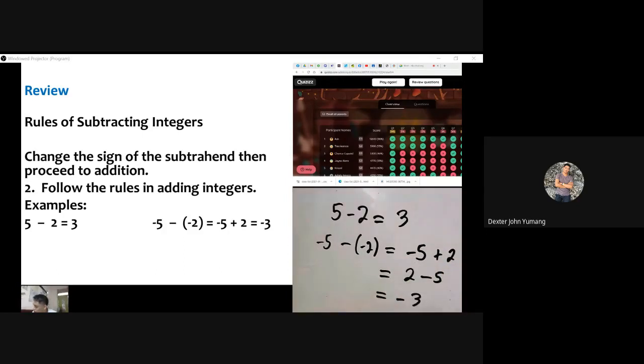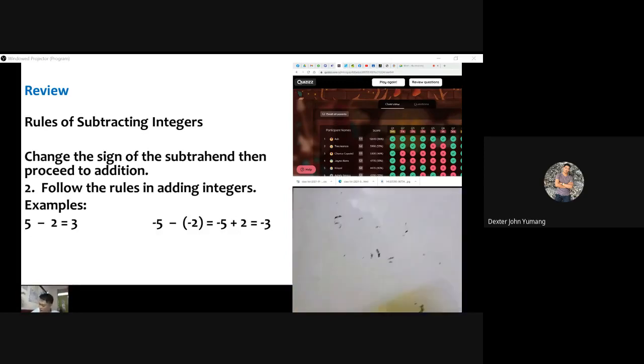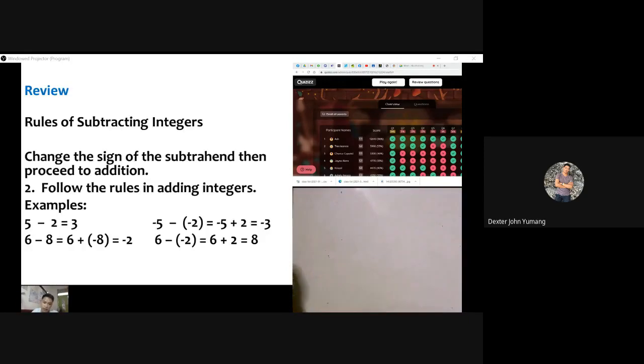Sino ba mas malaki na number? Si 2 ba or si 5? Si 5 po. Ano po ang sign ni 5? Negative, kaya negative 3 siya ngayon. Okay, do not copy this one. This is a fast review. Okay, next, another example.